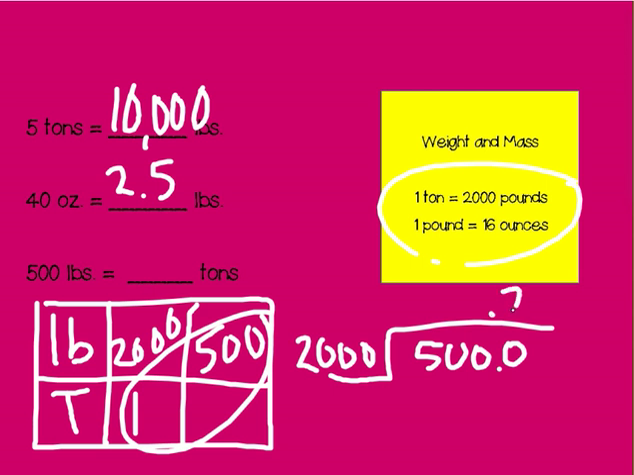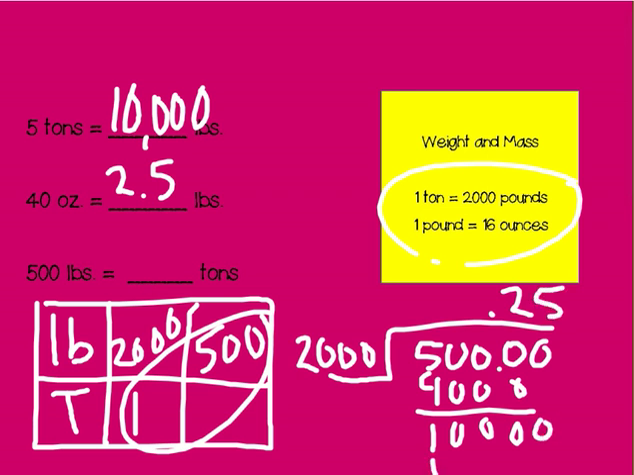2,000 will go into 5,000 2 times. 2 times 2,000 is 4,000. We've got 1,000 left over. Bring down another 0, and 2,000 will go into 10,000 5 times. So we have 25 hundredths tons, or 1/4 ton. There you have it for converting customary measurements.